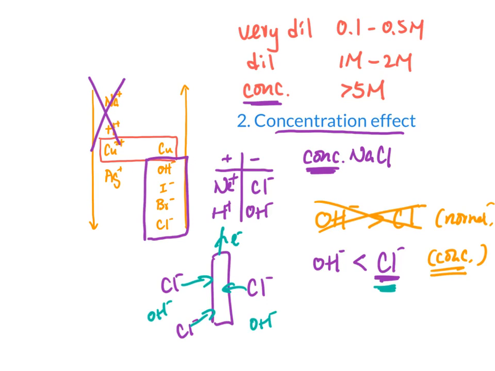Okay, and then finally, do remember in this case, it doesn't apply to this part. In this part, we still have H plus stronger than Na plus. The reason behind this is that Na plus is too weak an oxidizing agent. Even if it is concentrated enough, or even in a concentrated situation, it's still not good enough to overcome the power of the H plus.